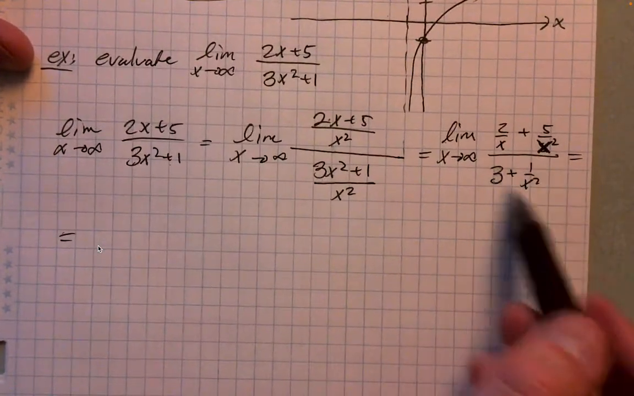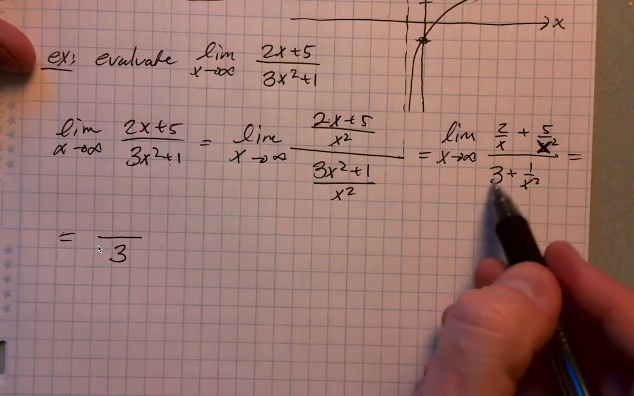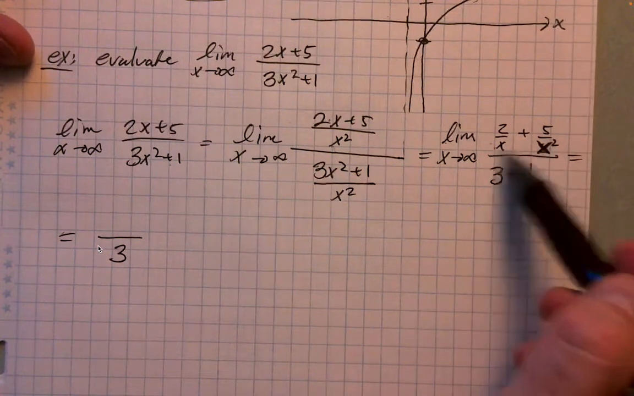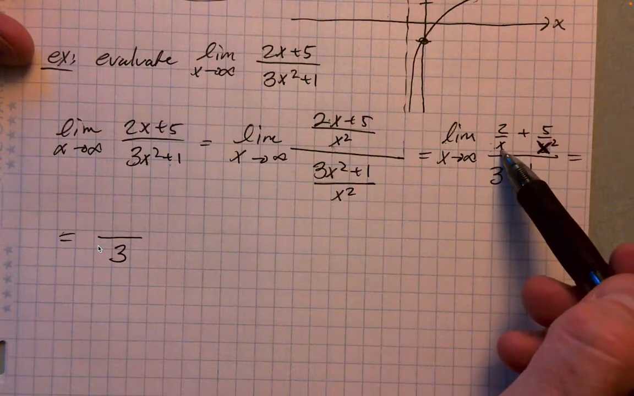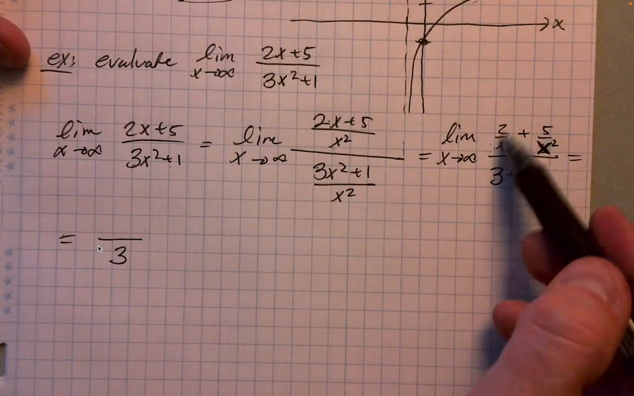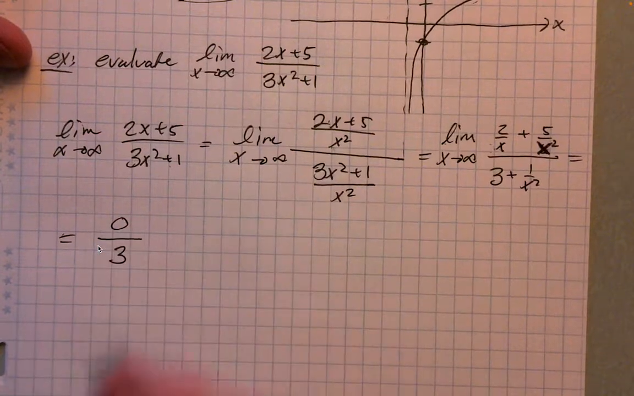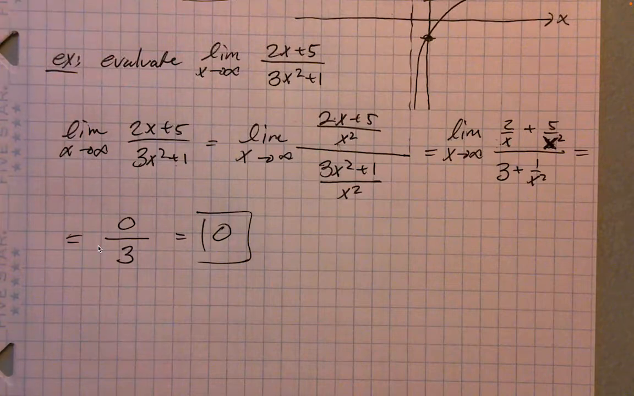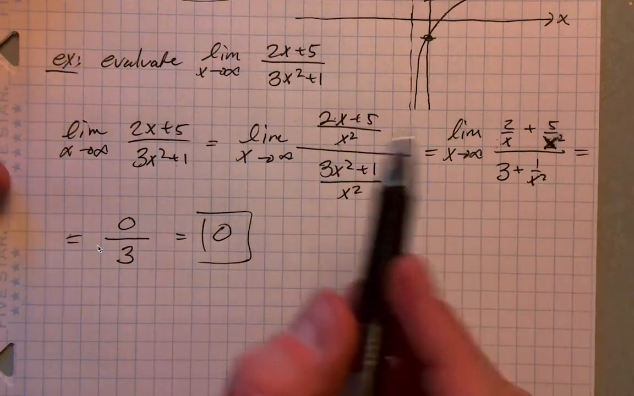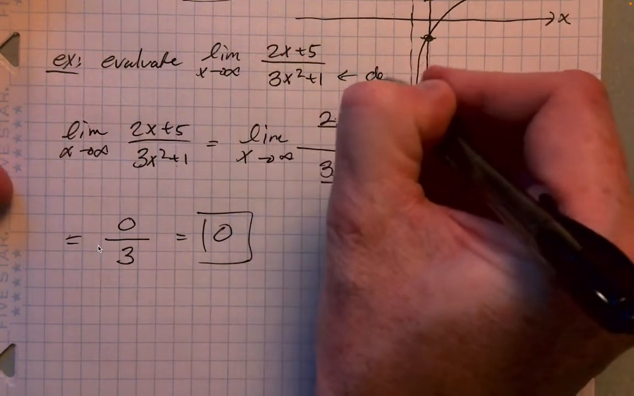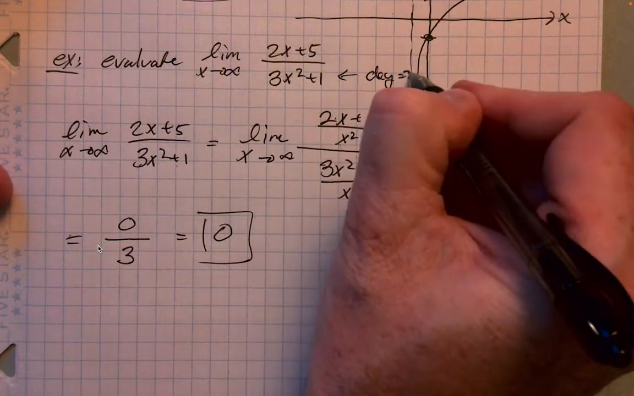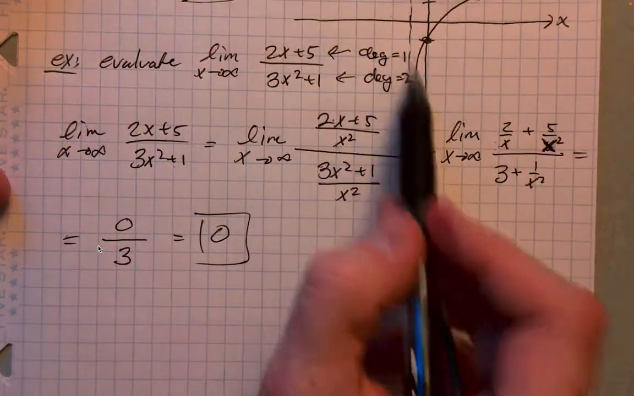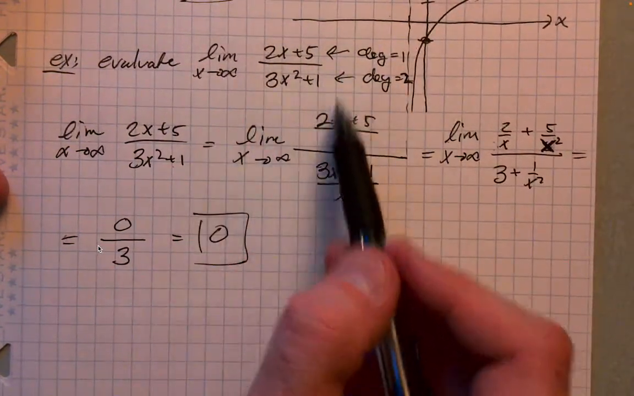Well, the denominator is 3 plus, and this heads to 0. But in the numerator, we don't get that. You still have 2 divided by a number growing without bound, and so this is going to be 0 plus 0. So you ultimately get 0 in the numerator. So that's what happens with this one. Notice here that the degree is 2 in the bottom, and in the top the degree is 1. So the degrees are not the same.